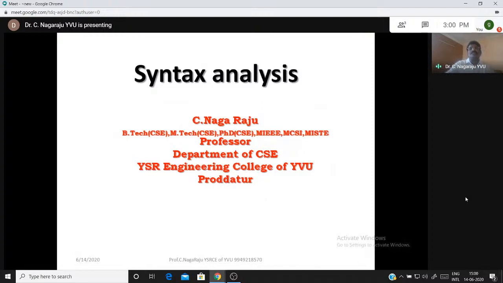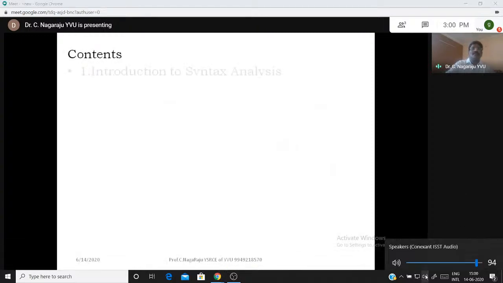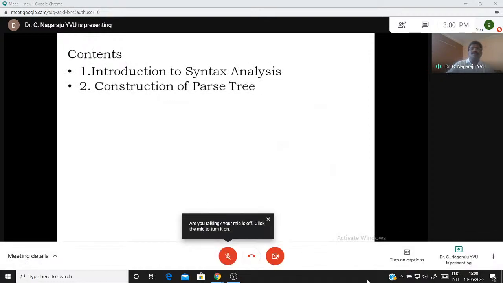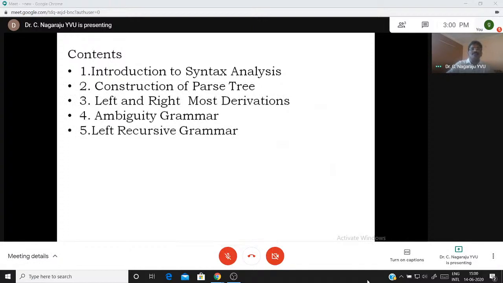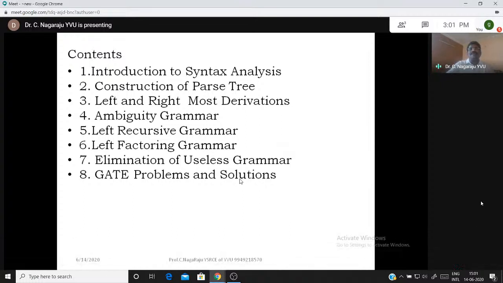So today I am going to discuss syntax analysis. The contents are: introduction to syntax analysis, construction of parse trees, leftmost and rightmost derivations, ambiguous grammar, left recursive grammar, left factoring grammar, elimination of useless grammar, GATE problems and solutions. Today I am going to discuss these contents. So the first one is introduction to syntax analysis.